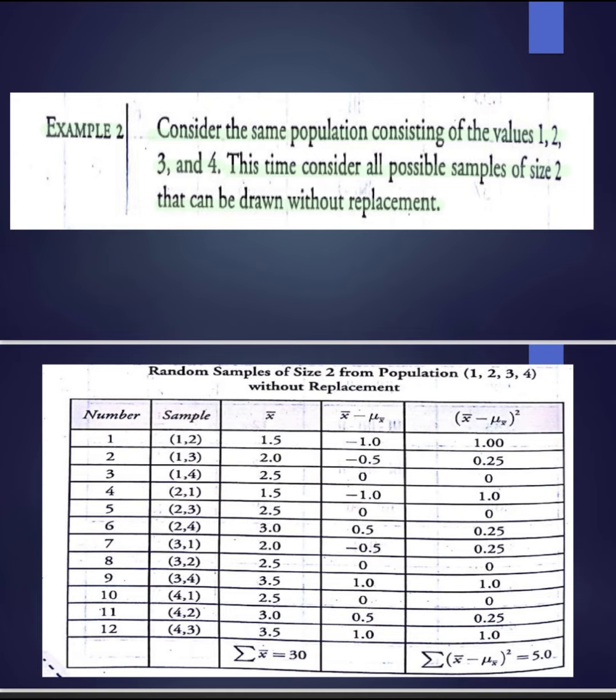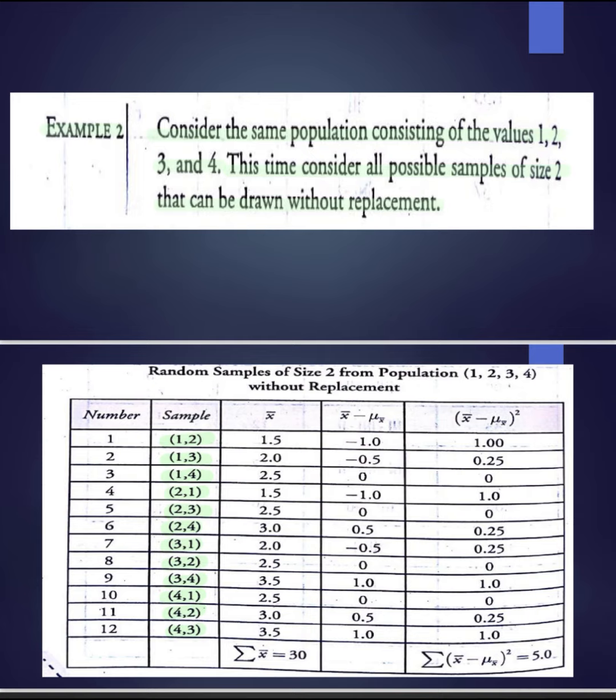Now, let us discuss this table. As you can see, there are 12 observations. Why? Because the samples are drawn without replacement. So what are these samples? We have 1, 2; 1, 3; 1, 4; 2, 1; 2, 3; 2, 4; 3, 1; 3, 2; 3, 4; 4, 1; 4, 2; 4, 3. Okay, now we are ready to determine the sample mean of the samples.